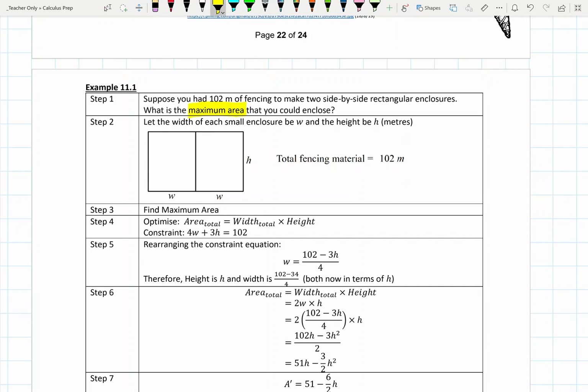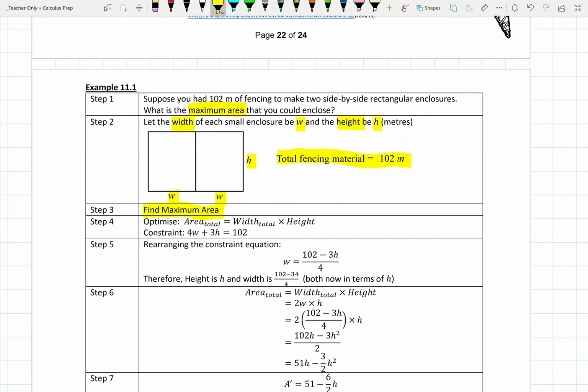Step 2 is to draw a large, neat diagram, name any unknowns, and include any relevant information. So we've let the width be W and the height be H meters. And it's two rectangular side-by-side enclosures, so we've got two rectangles, each with the same width and the same height. And we've got this restriction that the total amount of fencing material is 102 meters. So we just write that down so that we don't forget it. The unknown that we're trying to calculate is that maximum area. You don't have to write that down, but it does help.